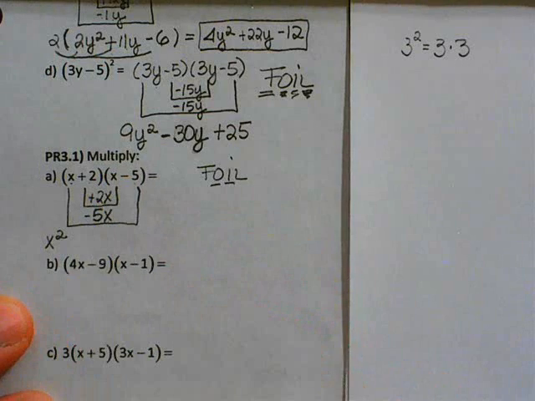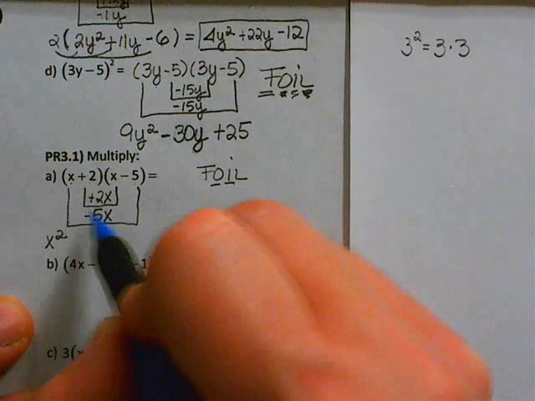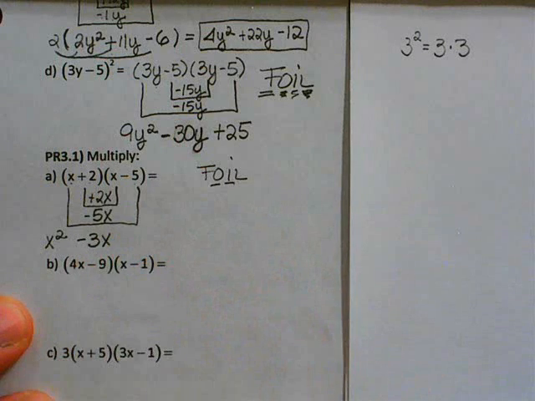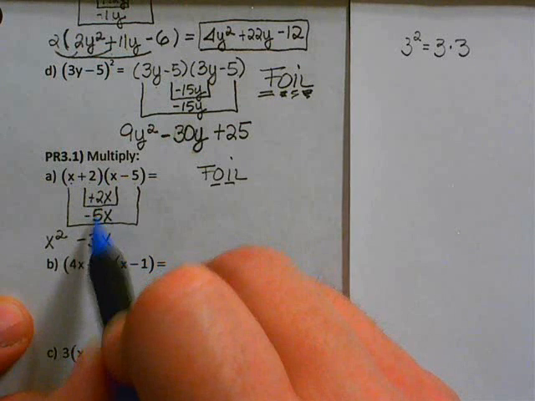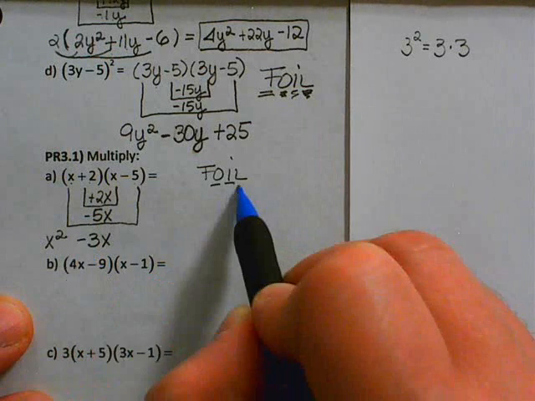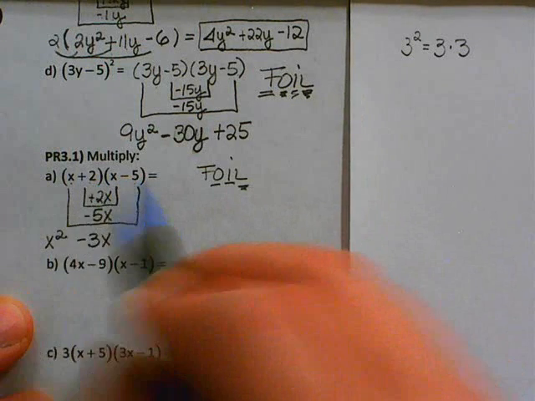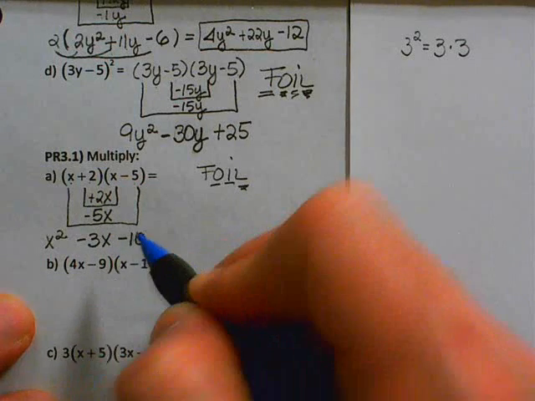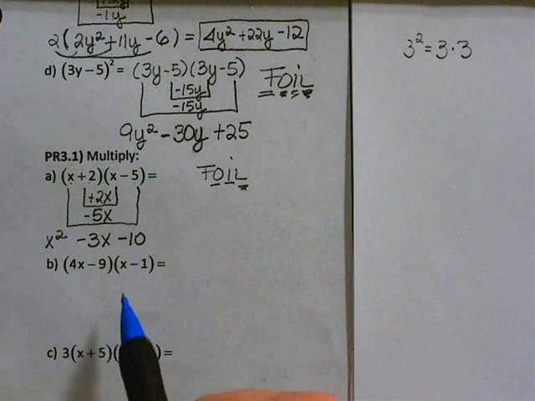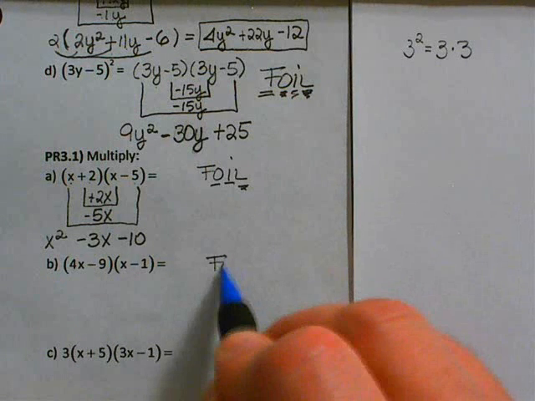And now we're going to combine them. Negative 5x plus 2x is negative 3x. Signs are different. You subtract. Use sign of the biggest. And now we do the last, which is positive 2 times negative 5 is negative 10. And that's our answer. Alright, let's do FOIL again for this next one.